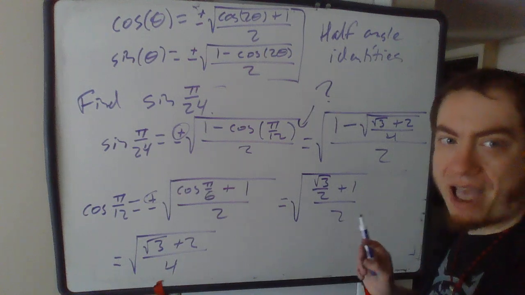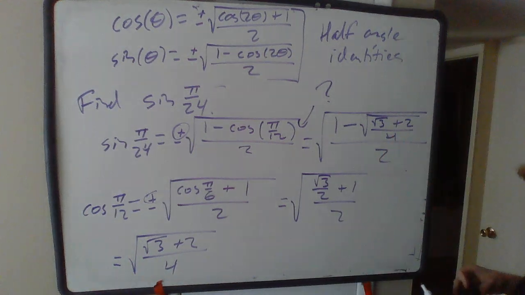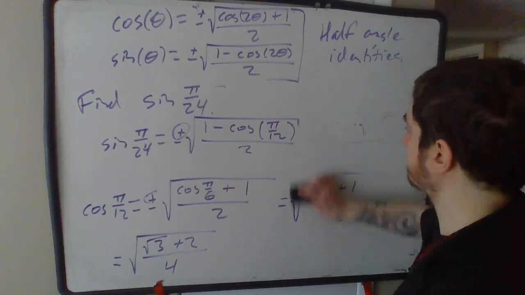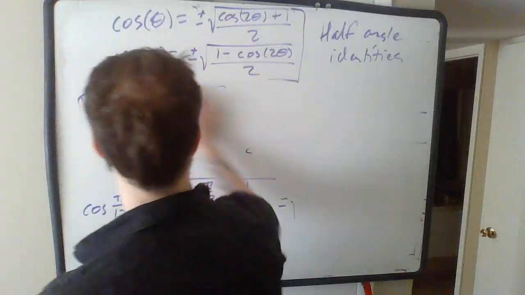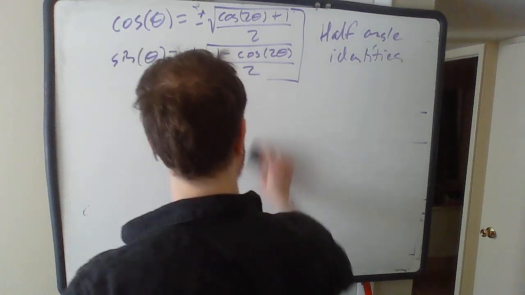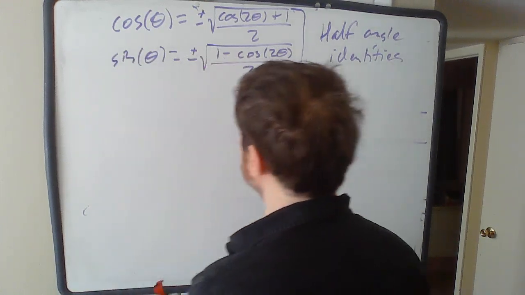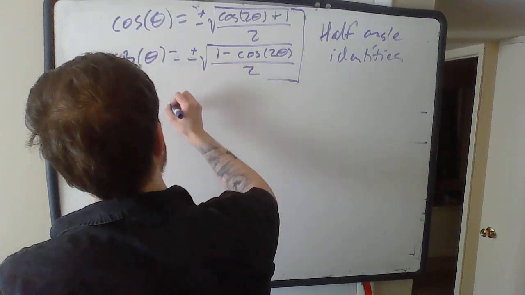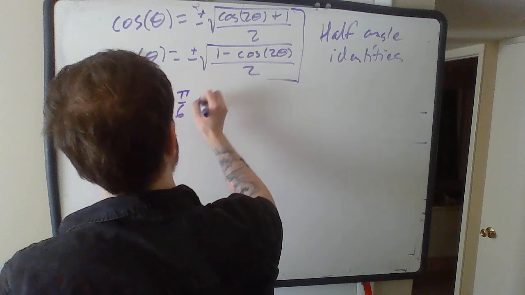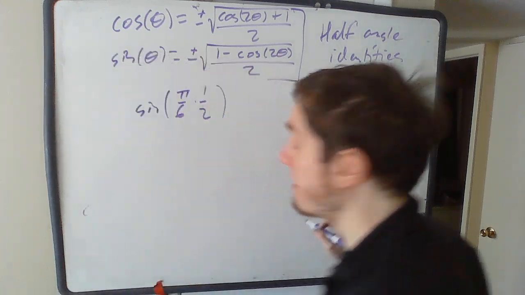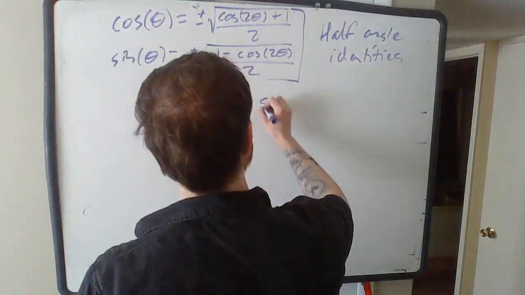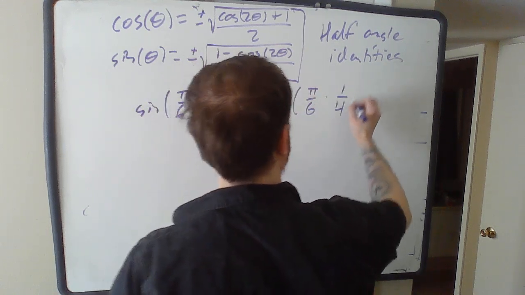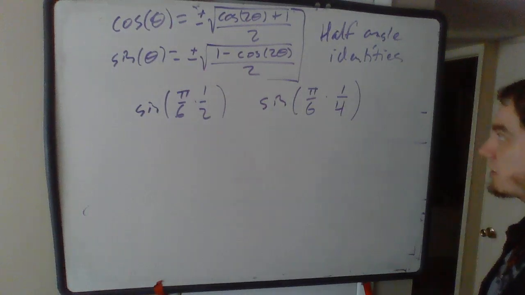Now, why is this so powerful of a technique? Well, the reason that this is so powerful of a technique is because you'll notice that essentially what we just did is we showed how we can find sine of pi over 6 times 1/2. That was the pi over 12. And then we did sine of pi over 6 times 1/4. That was the pi over 24.